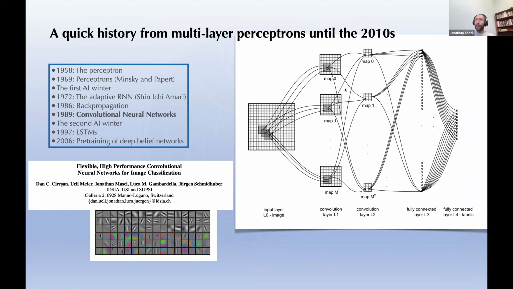1989, Schmidhuber and others really took this idea of the visual cortex, the work of Hubel and Wiesel, and developed a way of analyzing images, which was much more powerful than just the simple multi-layer perceptron that we'd seen before. And this uses these ideas of the filters, and this is a so-called convolutional neural network.